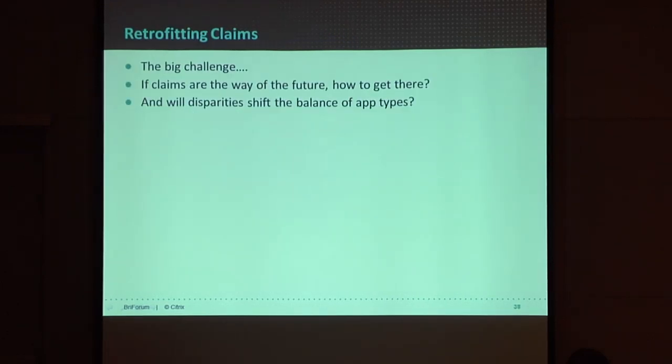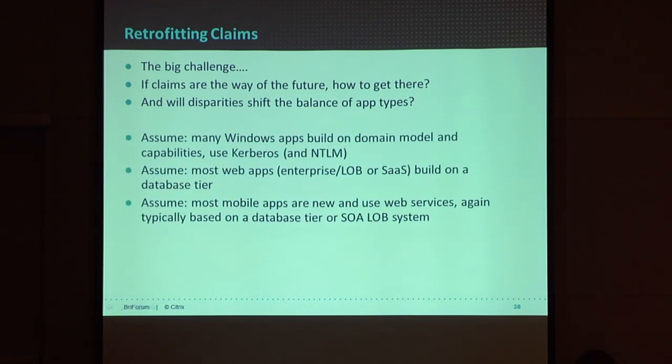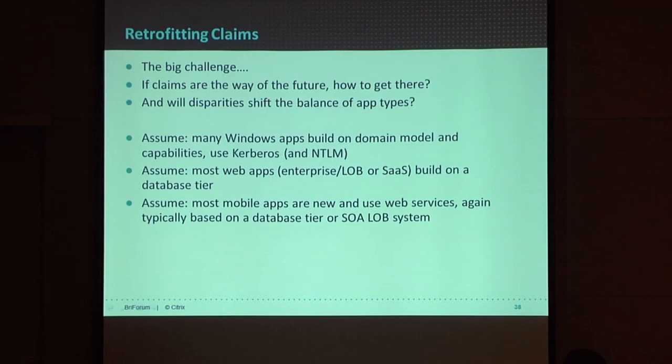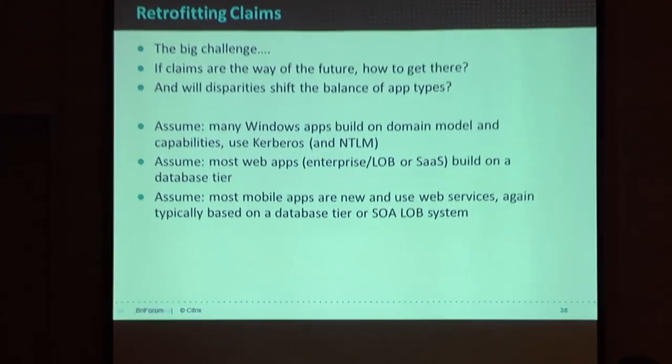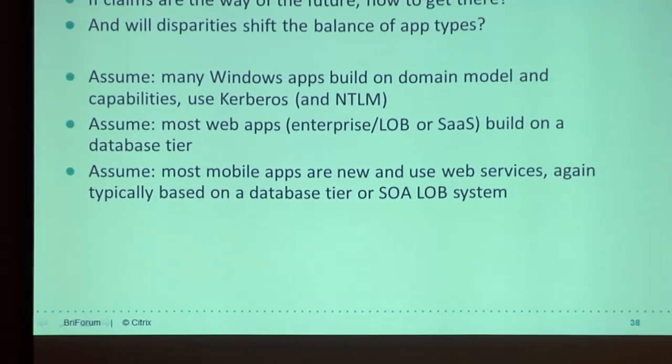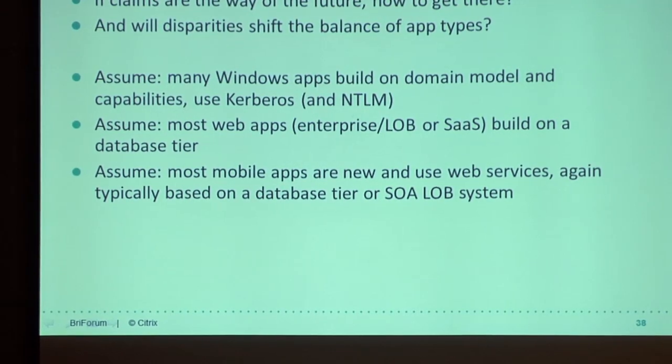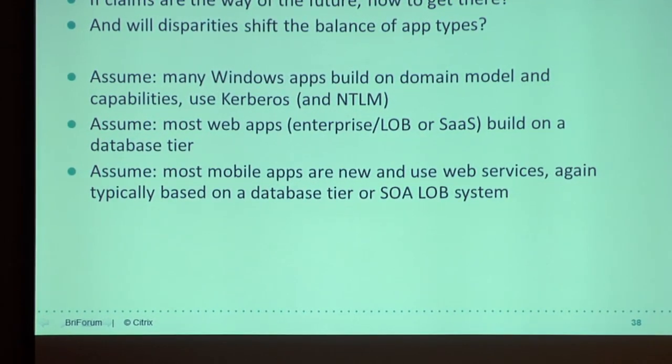So really, how are you going to retrofit claims? And is there any difference between these apps that makes a difference? My answer is, well, let's make some assumptions first. If we assume that Windows applications are usually using Kerberos authentication or even entitlement Windows authentication to access resources in a domain environment, whereas most web applications are typically a web tier over a database tier at the end, they're already working on this sort of claims-based model.